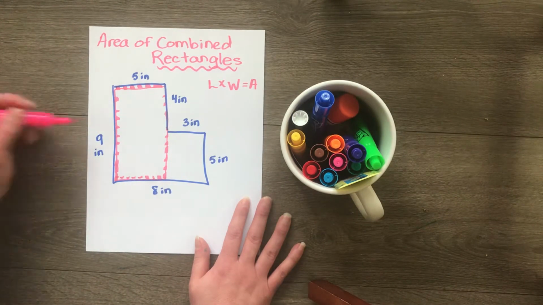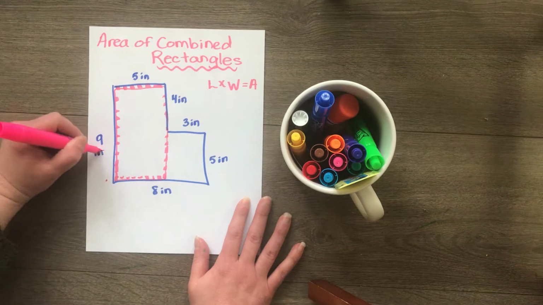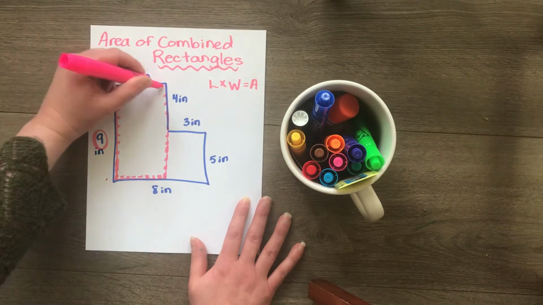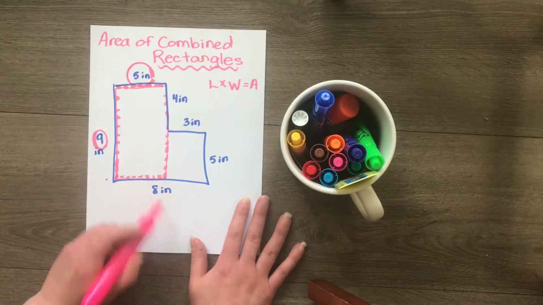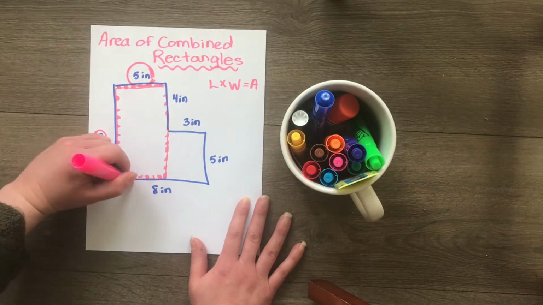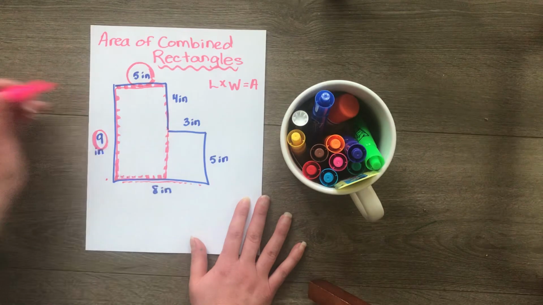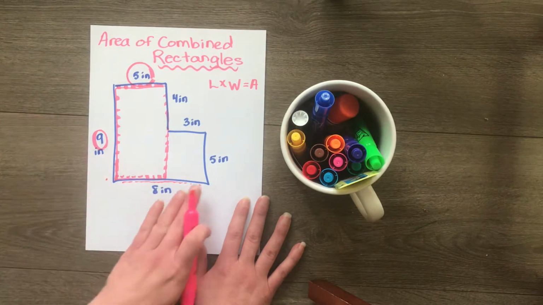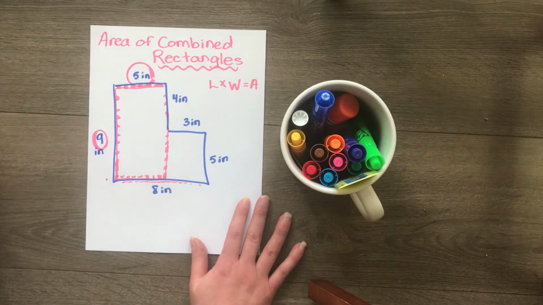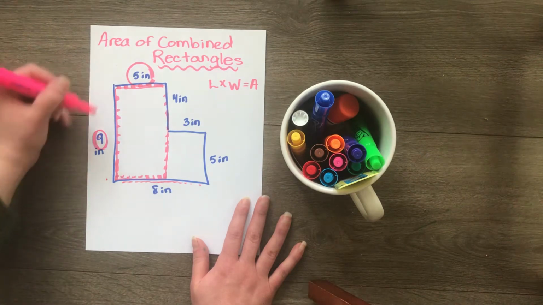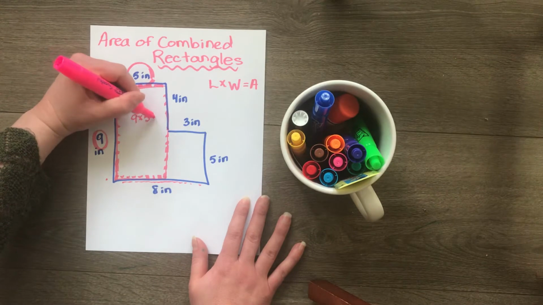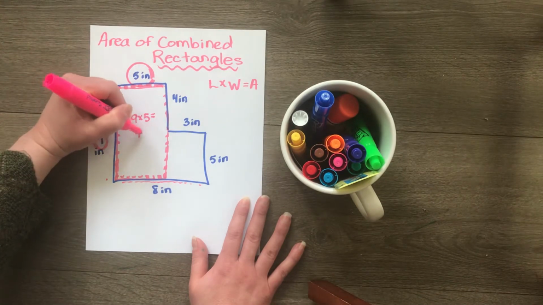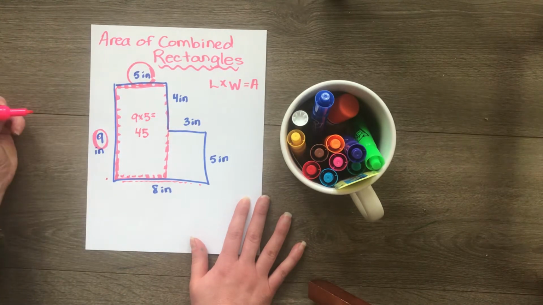I need a length, which is 9, and I need a width across, which is 5. I'm not going to use 8 because 8 goes all the way across the shape, and I am not measuring this part of my shape yet. So let's just deal with 9 times 5. What is 9 times 5? That's right, multiplication gurus. It is 45.